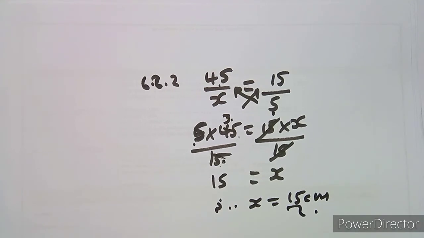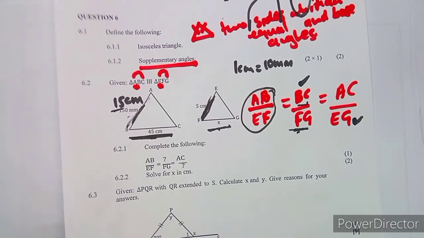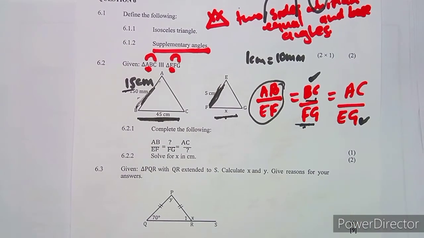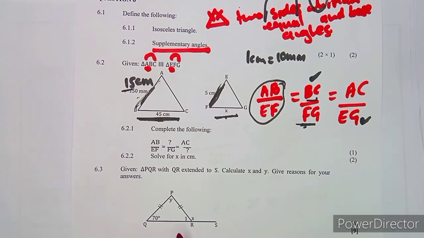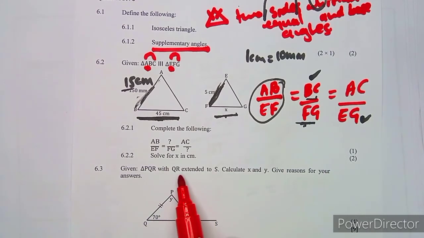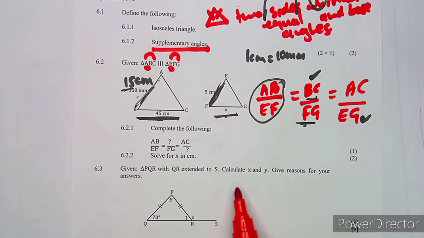All right, so you can just prove using your calculator, because it's allowed to use a calculator there. You can see if you're obtaining the same thing. Then here we are given an isosceles triangle. Remember, we defined an isosceles, and there we are given both these two sides are equal. Then the question is, QR is extended to S. Calculate X and Y, give reasons for your answer.